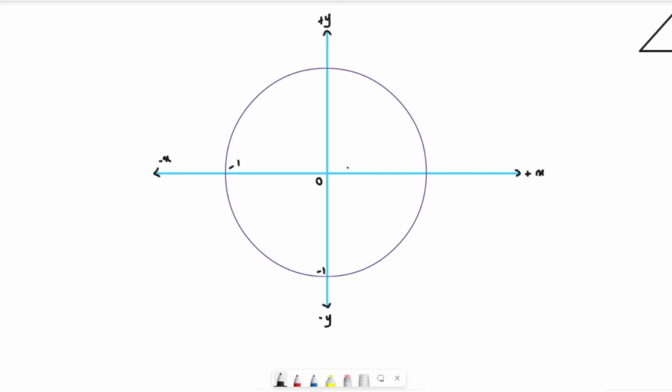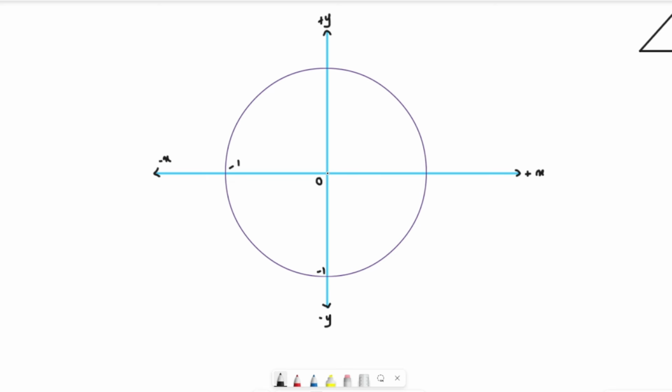Okay, so for starters, I've made a circle with a radius of 1 about the origin, with the center as the origin, on a graph. So this is the negative x-axis, this is the positive x-axis, this is the negative y-axis, and this is the plus y-axis. And you can see I've written the negative intercepts, and obviously the positive intercepts will be the same.